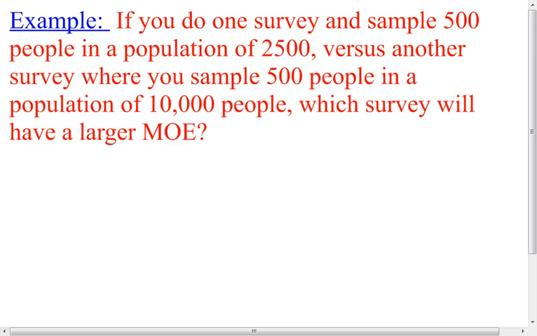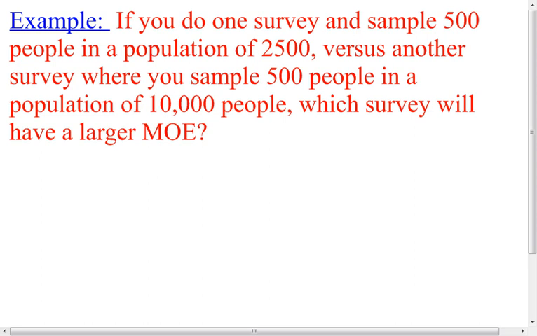All right, here's another example. If you do one survey where you sample 500 people out of 2,500, and you do another survey where you sample 500 people out of 10,000, which survey will have a larger margin of error? People tend to think the second sample will have a larger margin of error because they used proportionally less people in the population. They used 500 out of 10,000 versus 500 out of 2,500 people.